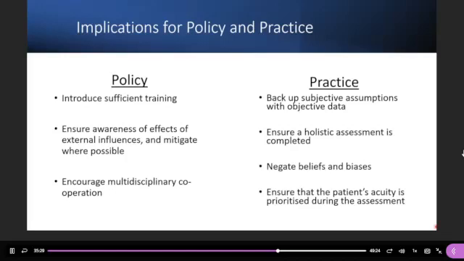And they need to ensure that the patient's acuity is prioritised during the assessment. They need to focus on what that acuity score is, not how they can use the acuity score to mitigate other external risks in the department, not what the potential risks to the patient are, but what the actual acuity score is to ensure it is accurate and the patient gets seen in an appropriate time frame.